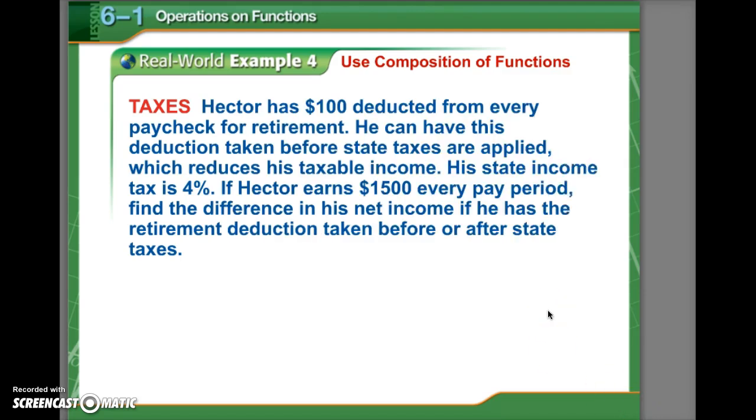Okay, example 4 is again on composition of functions, and this is a real-world problem. So it says Hector has $100 deducted from every paycheck for retirement. So he's working some job now, and he's taking $100 out of that paycheck so that when he retires, he'll get that money back so that he'll have something to live on when he's not working. He can have this deduction taken before state taxes are applied, which reduces his taxable income. His state income tax is 4%. If Hector earns $1,500 every pay period, find the difference in his net income if he has the retirement deduction taken before or after state taxes.